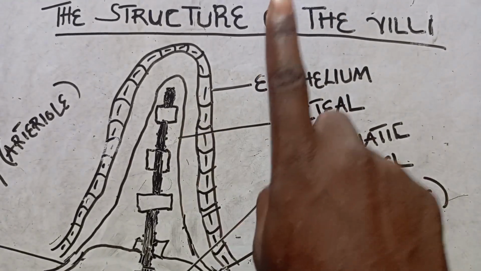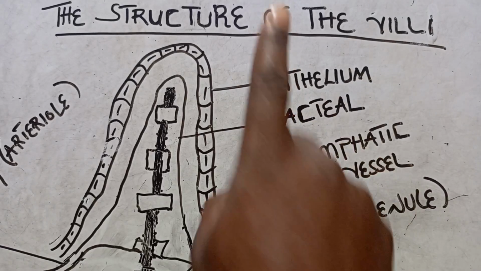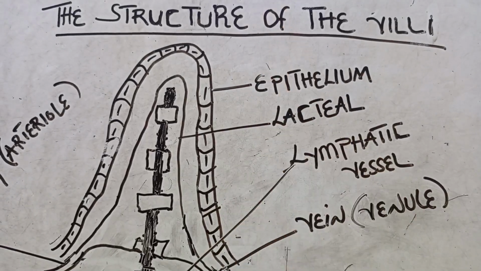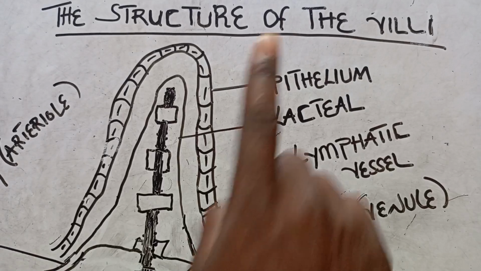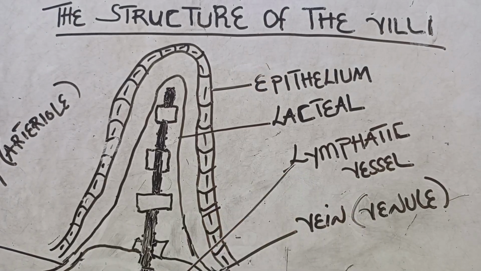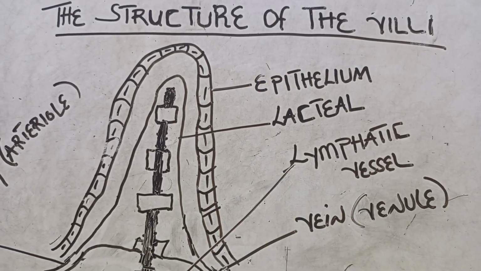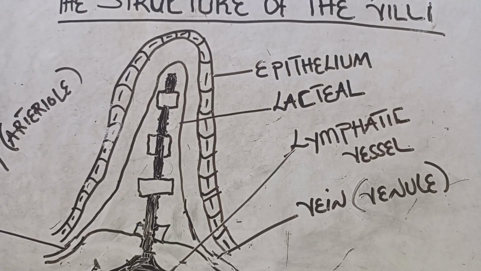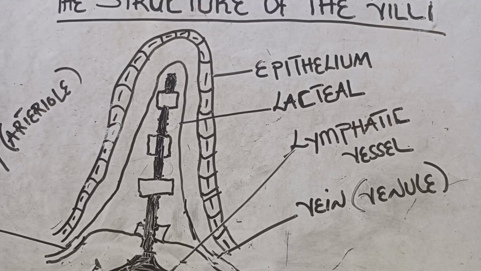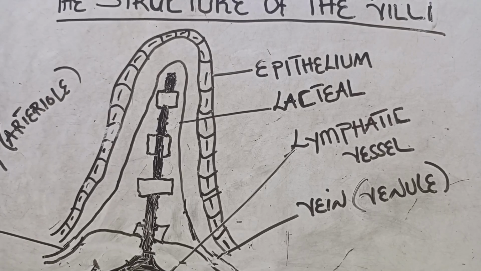Have you seen? My finger, if I do like this, meaning that the finger is what? Projecting. So the structure of the villi is like a finger that is projecting. Okay, that is what we mean here. So this is the structure of the villi, and we are saying that it is inside the what? The ileum.